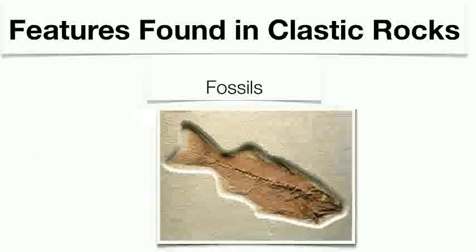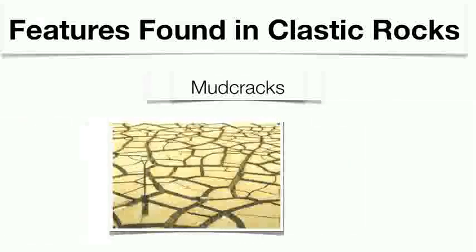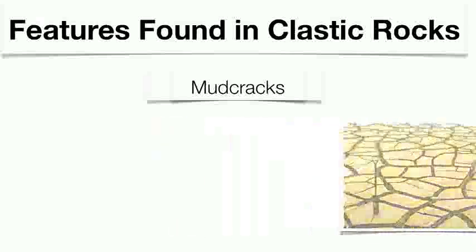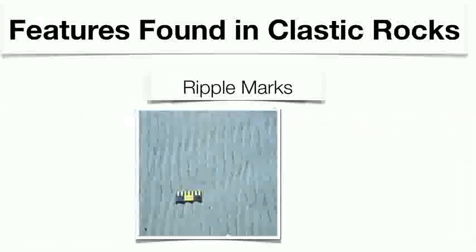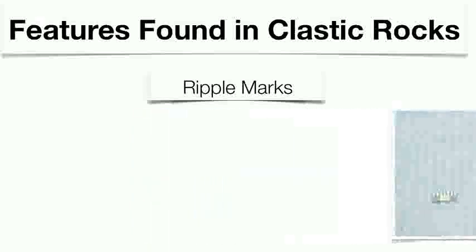Well, that brings us to the features that are found in clastic rocks. So we have fossils, okay, which are the remains of dead plants and animals locked up in the rock. We can find mud cracks, okay, which are going to indicate that water might have evaporated very quickly from an area. We get ripple marks, which indicate that maybe we had a shallow sea or maybe even a desert in the region.